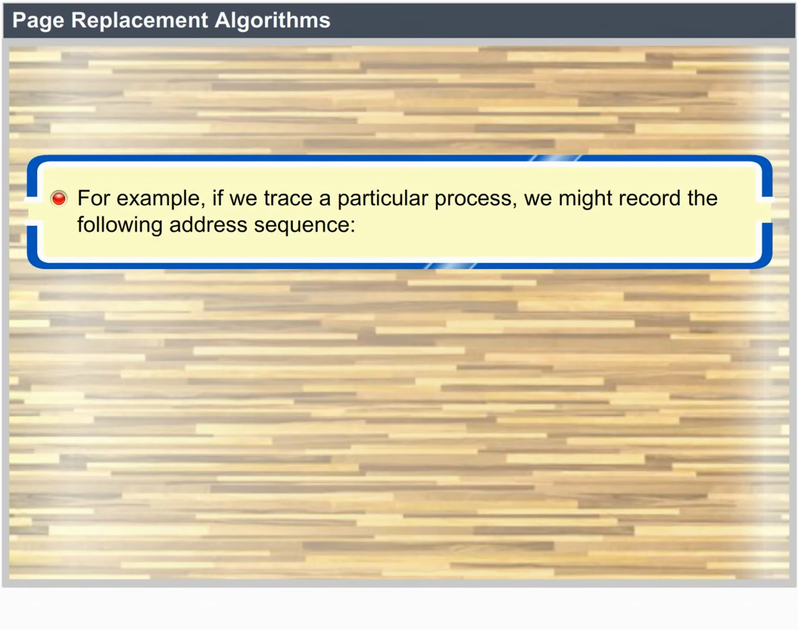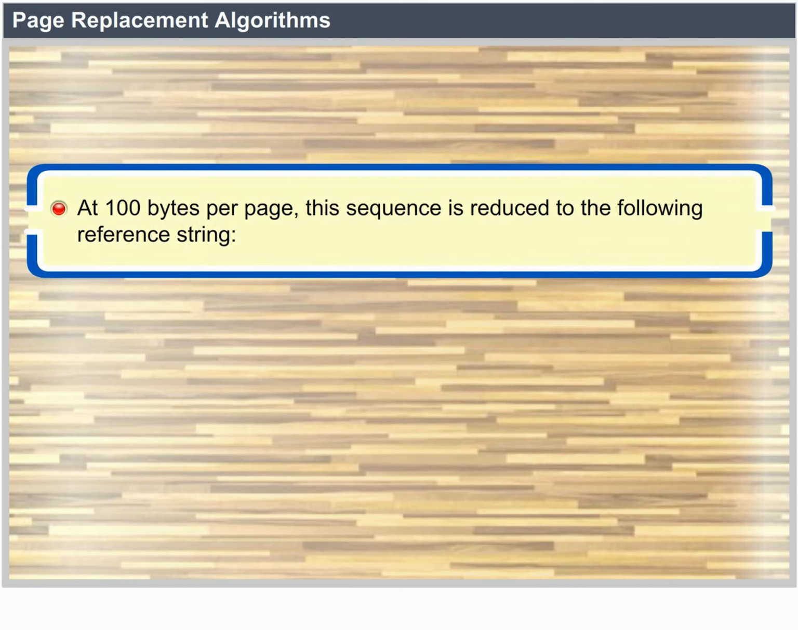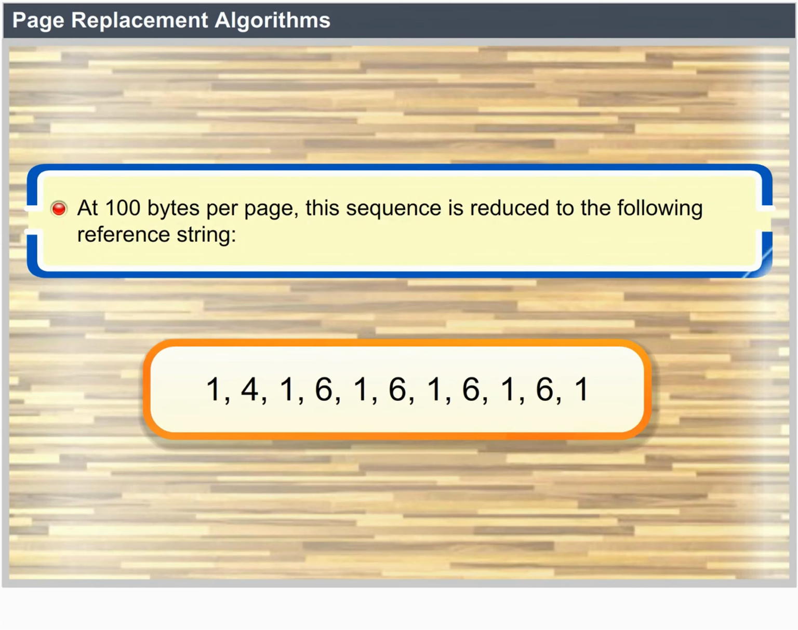For example, if we trace a particular process, we might record the following address sequence as follows. At 100 bytes per page, this sequence is reduced to the following reference string: 1 4 1 6 1 6 1 6 1.